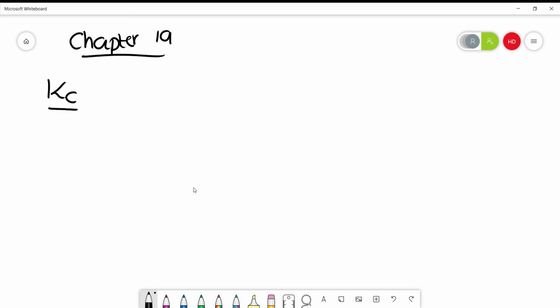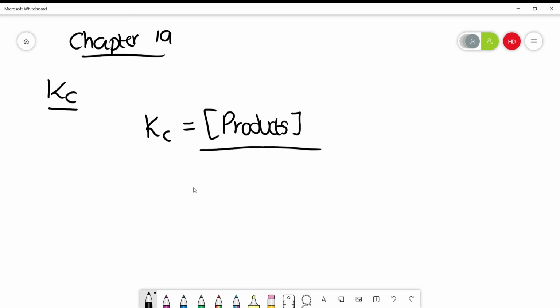Kc, as you remember from Year 12, is the equilibrium constant, and it gives us a numerical measure of the position of equilibrium when it is at dynamic equilibrium point. Kc is represented as the concentration of products over the concentration of reactants, each to their order of magnitude that you can get from the stoichiometric ratio of a balanced symbol equation.